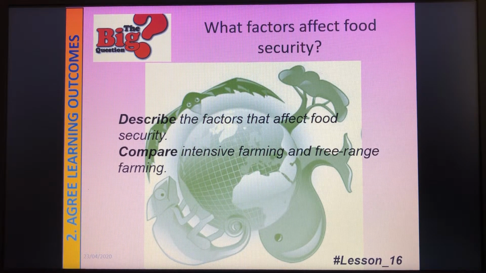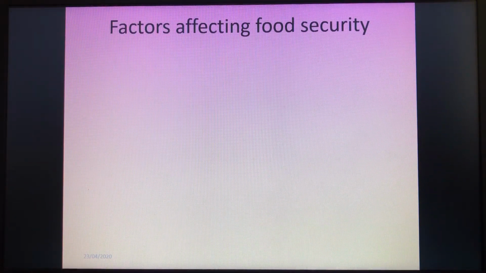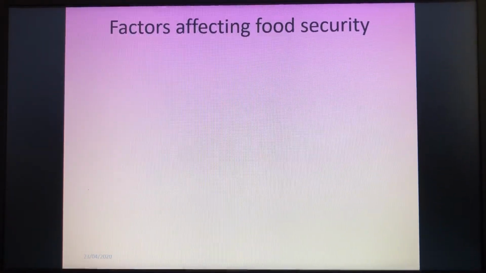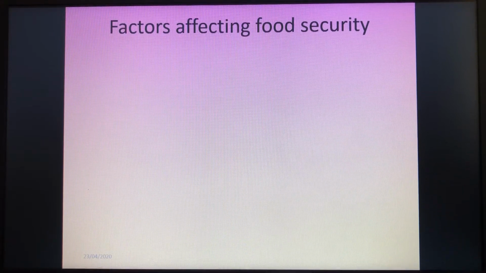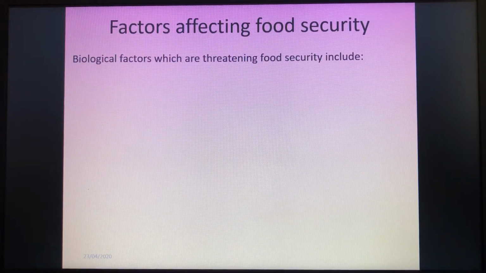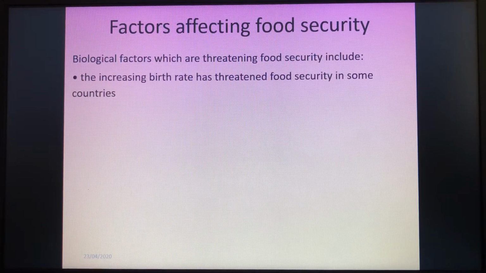So, what factors affect food security? This is straight from the course content, so we are going to need to take notes from the whole of this slide. These are the biological factors that threaten food security. Increasing birth rate, so I talked about that already. I said we've got this increasing population across the world. You can simplify this, okay? You don't need to write out everything. You can just write increasing birth rate.